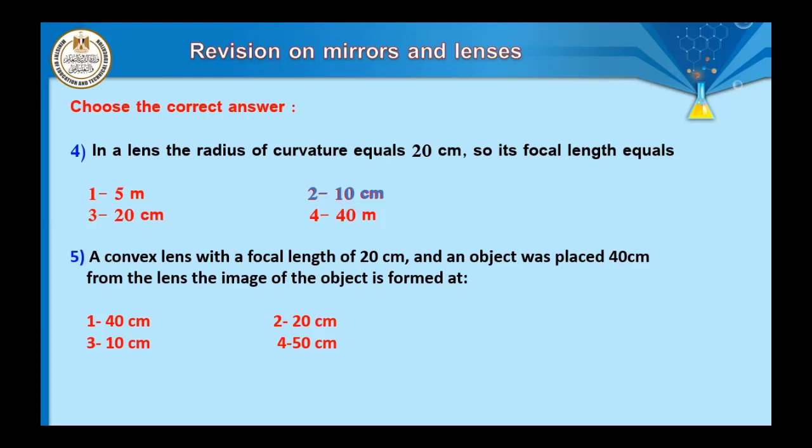Where will the image be formed? Yes, at the center of curvature on the second side. This means that this image will be formed at the same distance, equal to double the focal length, which is equal to 40 centimeters. The correct answer. It is the standard case, as we know the length of the image in this case equals the length of the object.